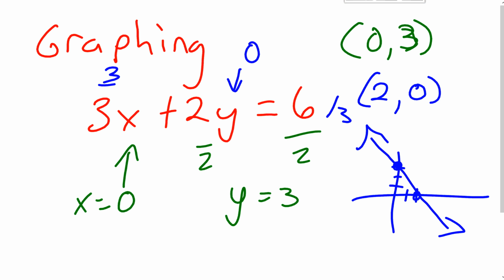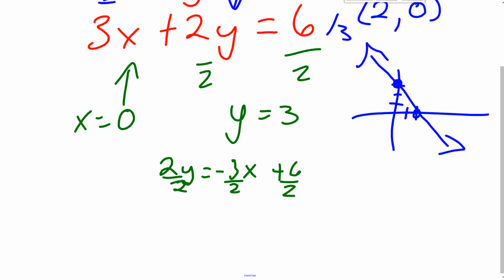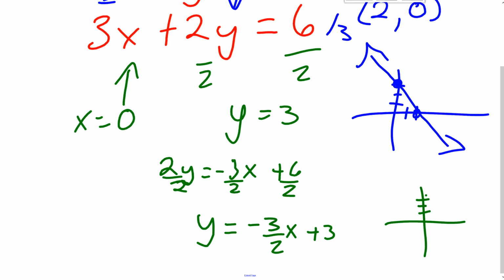I can also put this in slope intercept form, so basically just solve for y. If I subtract 3x, 2y equals minus 3x plus 6, and then divide by 2. To graph it this way, we graph our intercept first. So we go up 3, 1, 2, 3, and then I use my slope, rise over run, so down 3 over 2. You can see that was the same line, so you can graph either way from standard form.